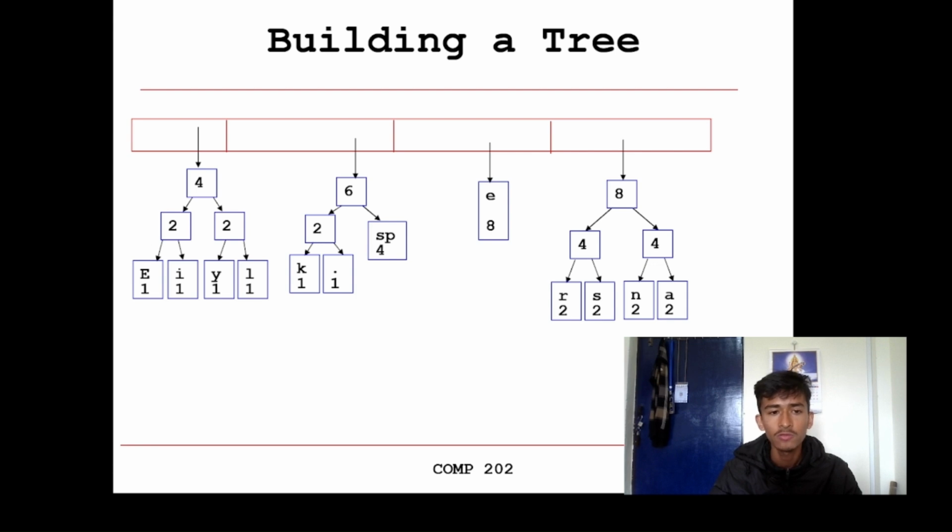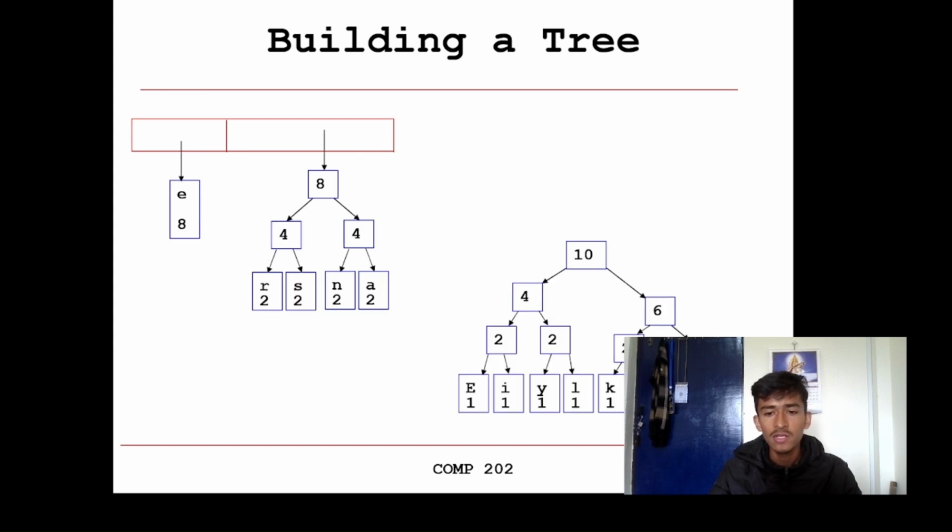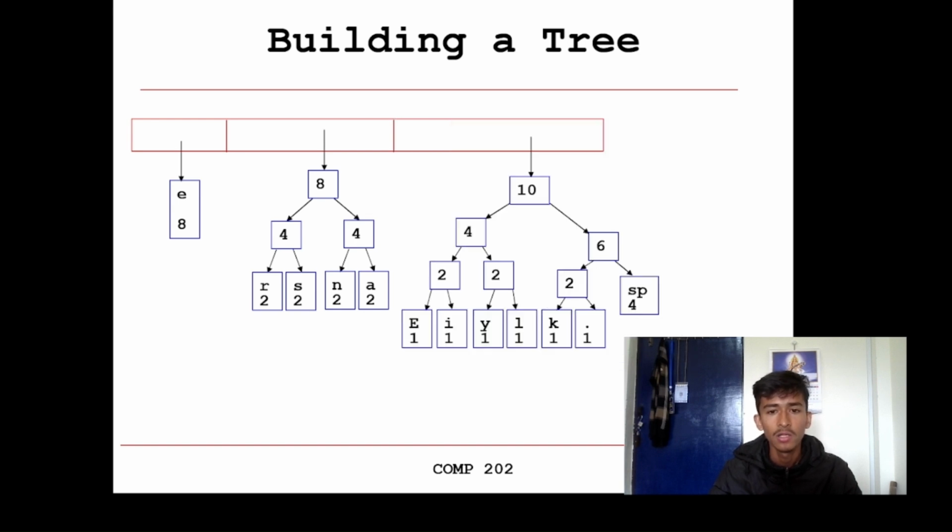Now again, the two frequencies which are lowest, that is 4 and 6, are picked up and then combined. The recombined frequency ultimately becomes 10. Now this recombined frequency is again inserted or enqueued into the priority queue, which makes it 8, 8, and 10.